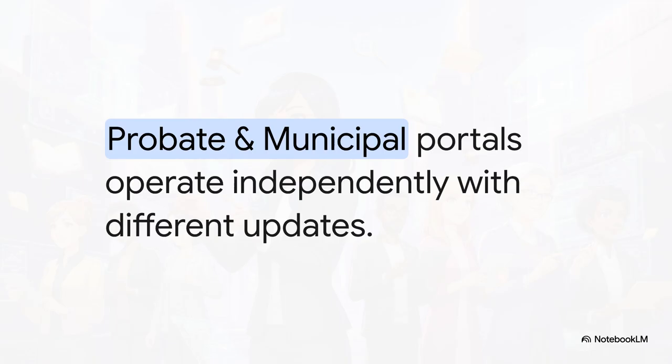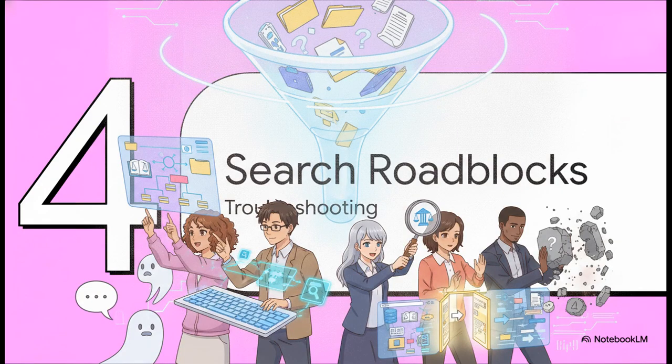For instance, the probate court portal is systematically updated every single Saturday with filings from the previous week. Meanwhile, municipal courts, like the ones in Elyria or Avon Lake, usually run on daily update cycles. So if a traffic ticket was issued yesterday in Elyria, it might pop up in their system today, but a probate filing might not appear until the weekend. Which leads us to Section 4, overcoming search roadblocks.